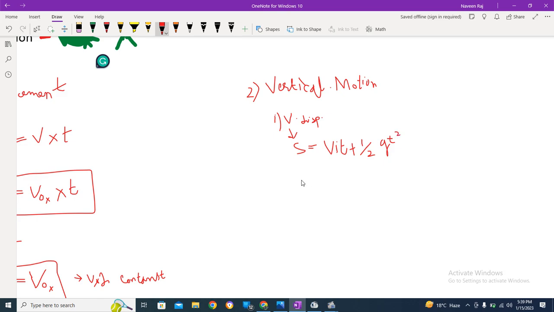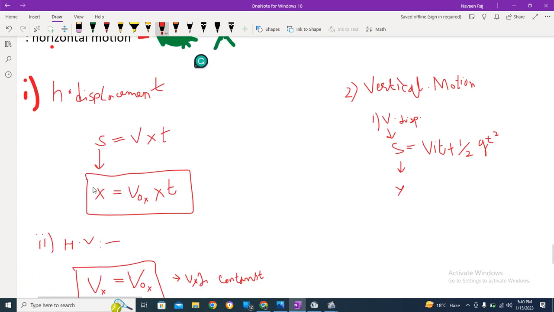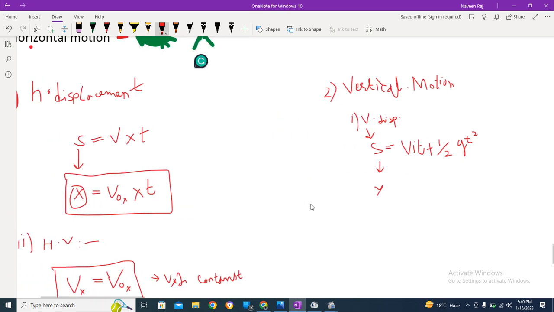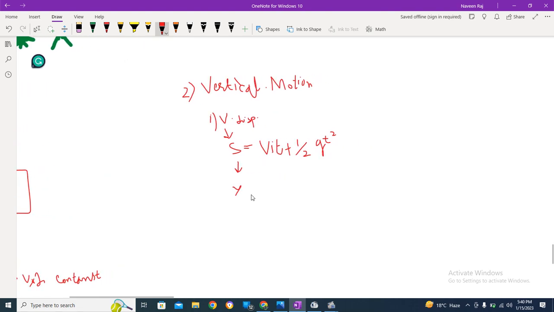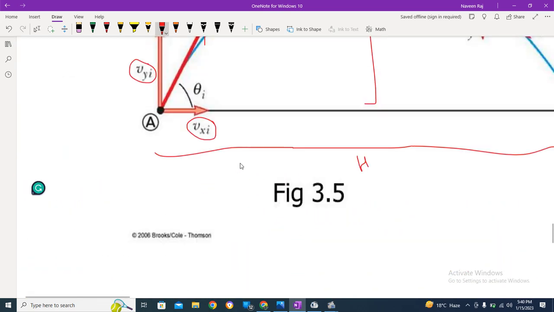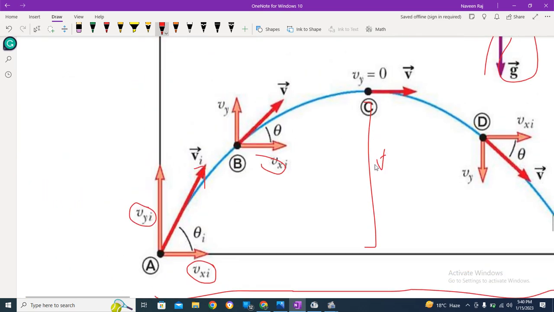So s, in case of vertical motion, is y, but it is x in the horizontal case. Here it will be y because this is vertical motion. We are talking about the y-axis. So the vertical displacement, in this diagram you can see what I was talking about, is simply denoted by y, and it is from here to here.